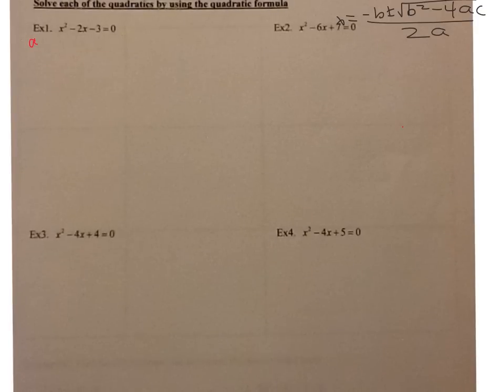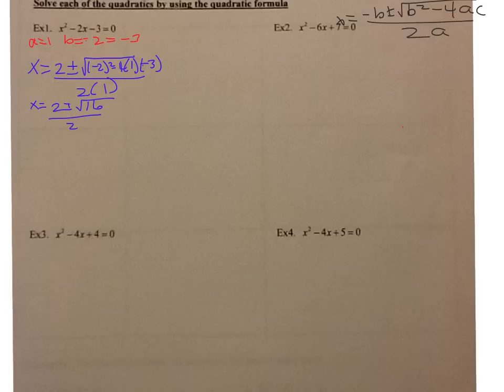Over here I have a is 1, b is negative 2, and c is negative 3. So I have x is equal to 2 plus or minus the square root of negative 2 squared minus 4 times 1 times negative 3, over 2 times 1. Plug in what's under the radical, and we get 16 over 2. x equals 2 plus or minus the square root of 16, which is 4, over 2.